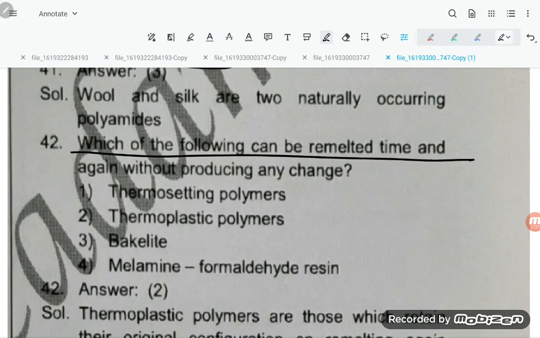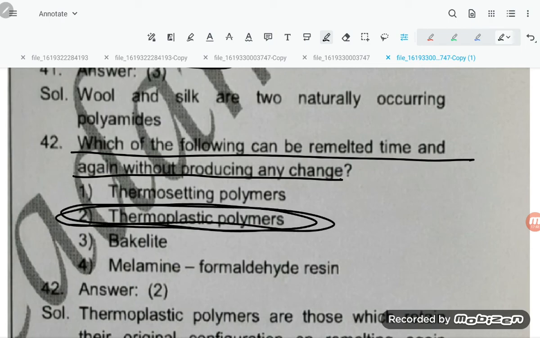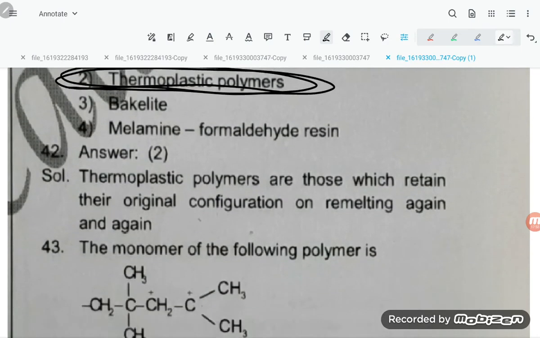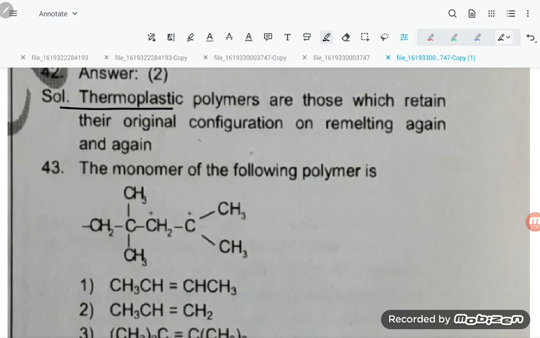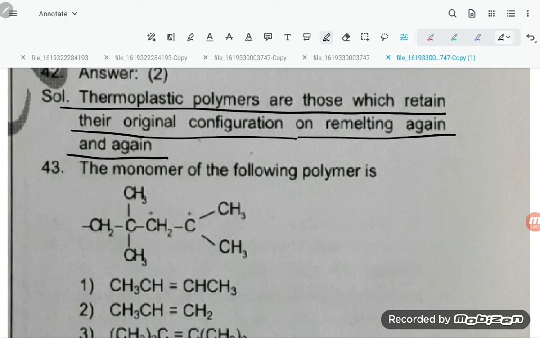Which of the following can be remelted time and again without producing any change? So the option is thermoplastic. Thermoplastics can be remelted again and again without producing any change. Thermoplastic polymers are those which retain their original configuration on remelting again and again.